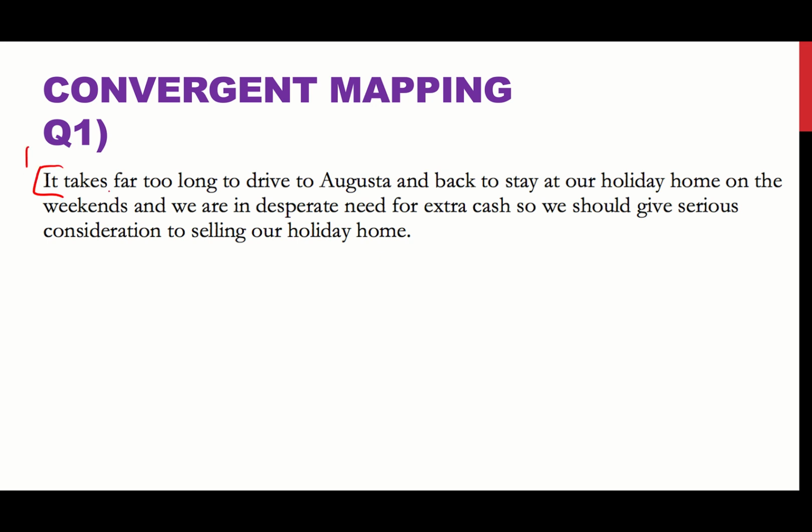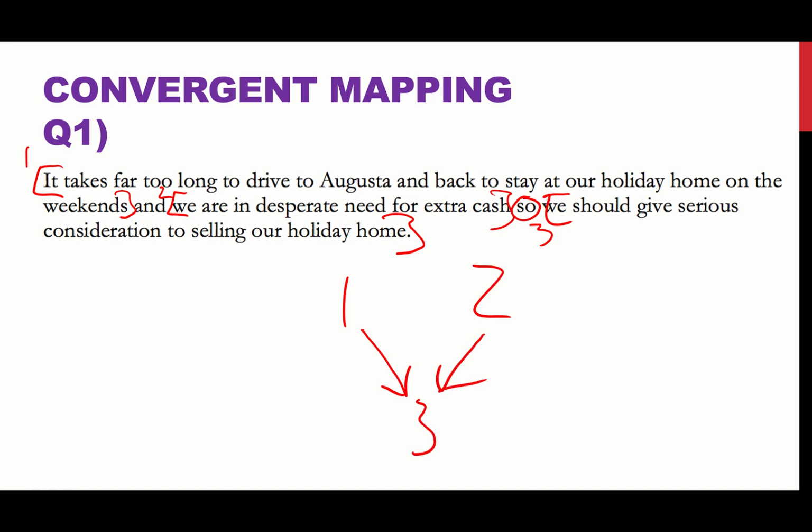Let's go. It takes far too long to drive to Augusta and back to stay at our holiday home on the weekends, and we are in desperate need for extra cash. So we should give serious consideration to selling our home. Yeah, there's 2 reasons why you should consider selling your home. It takes too long to get to Augusta. We should consider selling it. We're in desperate need of cash. We should consider selling it. 1 is a reason for 3, and 2 is also a separate reason for 3.